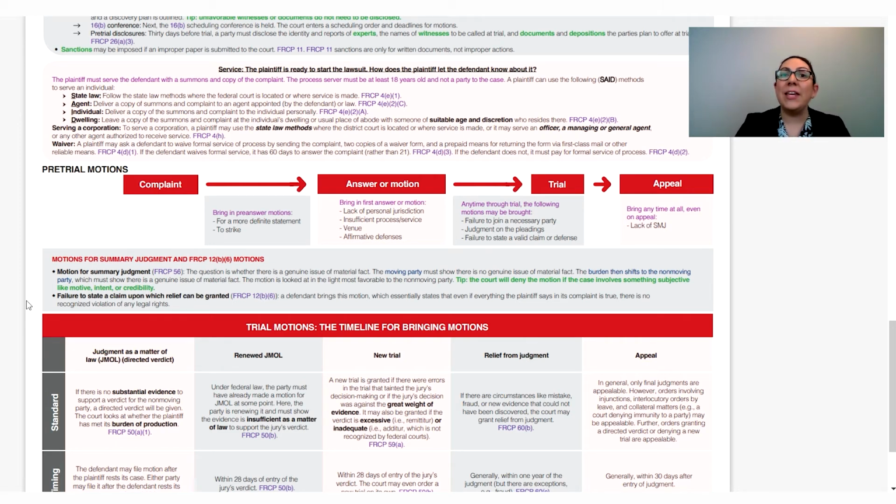So there is no consenting to subject matter jurisdiction of the court. It's not something that can be consented to. So you can raise this argument through a motion at any time at all.